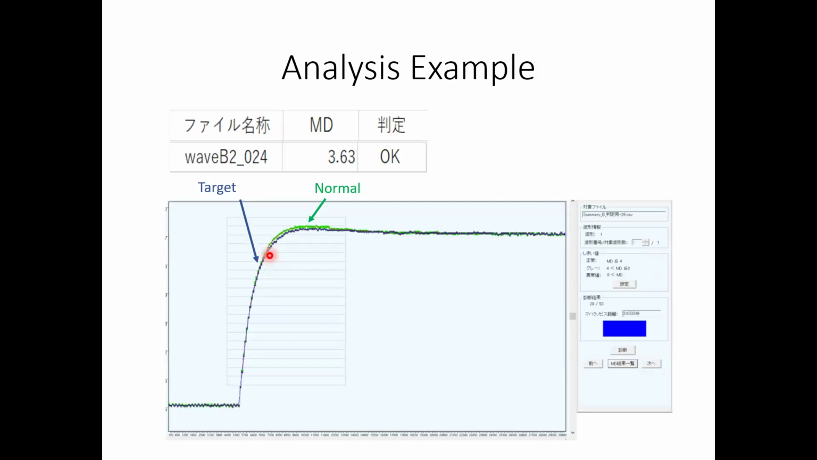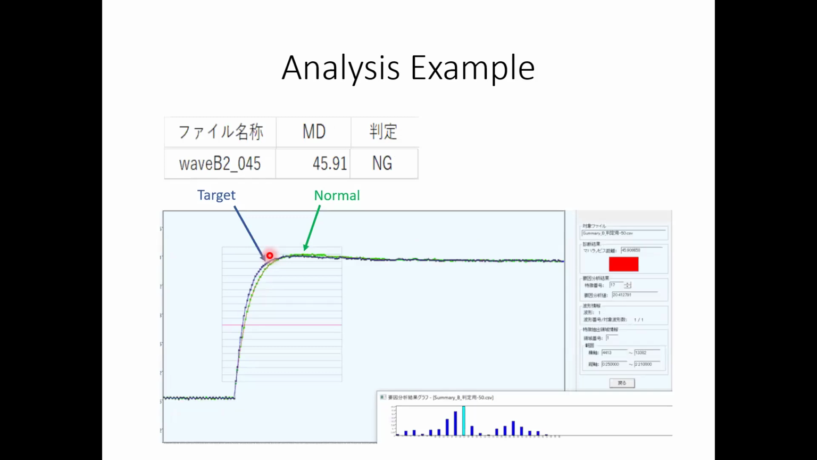This is normal since MD is 3.6. This one has MD of 45, which indicates that something is different from the normal waveform. Diagnosis of the cause shows that the rise is faster from this red line.